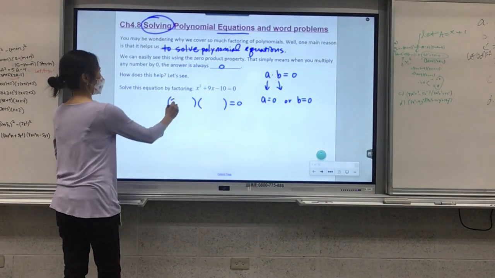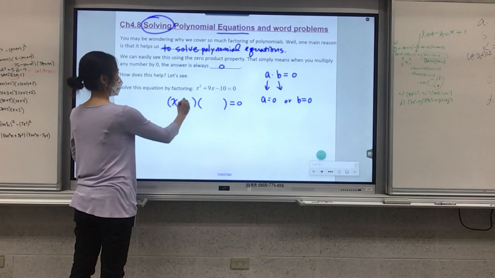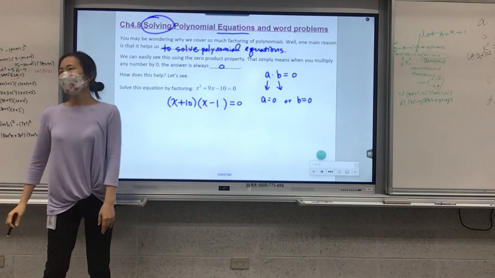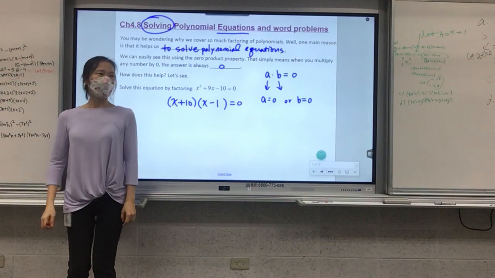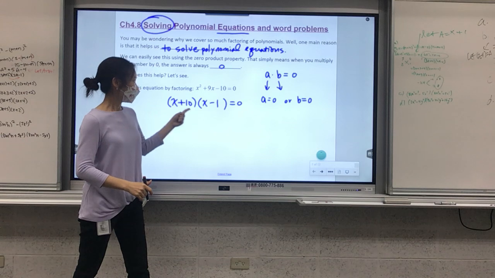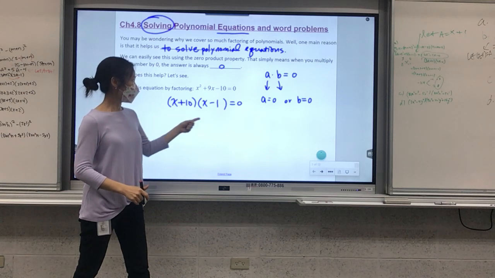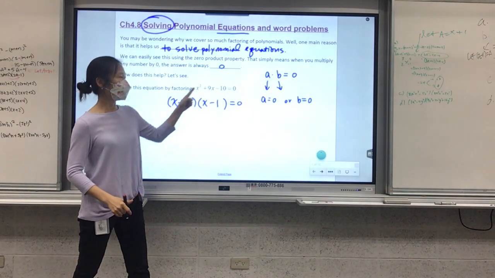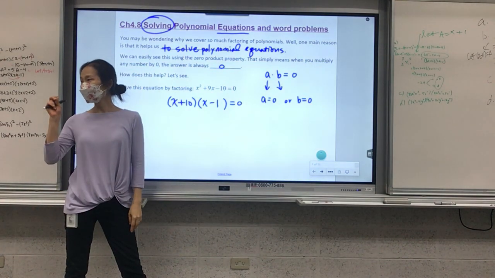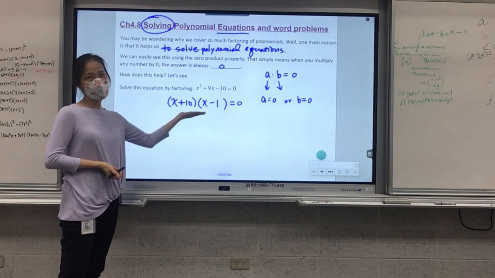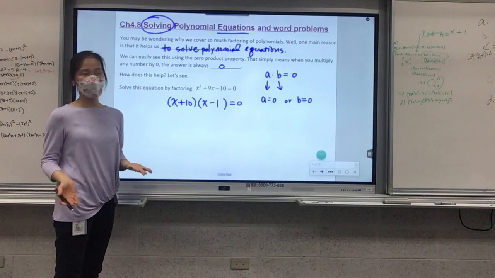Yeah, x plus 10 and x minus 1. Good. Can you do me a favor? After you factor, you have to check. Is the constant multiplied by constant equal to negative 10? Inner, outer, right? Do the FOIL and do a little quick check to see if you factored properly. Because if this is the wrong factor, you'll get the wrong answer.